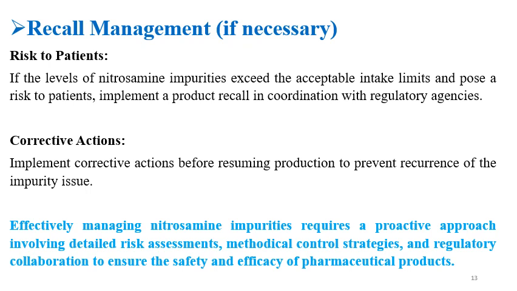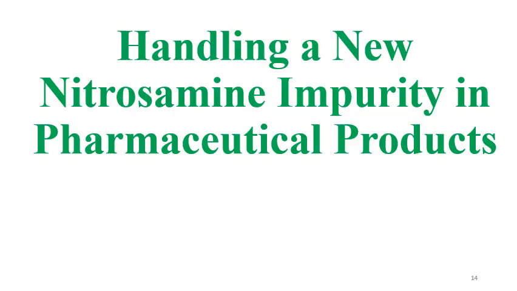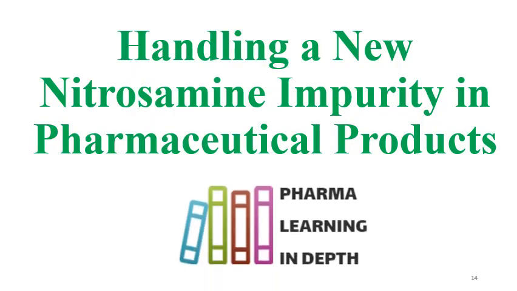methodological control strategies, and regulatory collaboration to ensure the safety and efficacy of the pharmaceutical products. And this is critical because nitrosamines are mutagenic in nature. These are potent impurities. These are carcinogenic. That's why nitrosamine impurities are very much critical. Handling the new nitrosamine is very important and very critical for the patient safety.